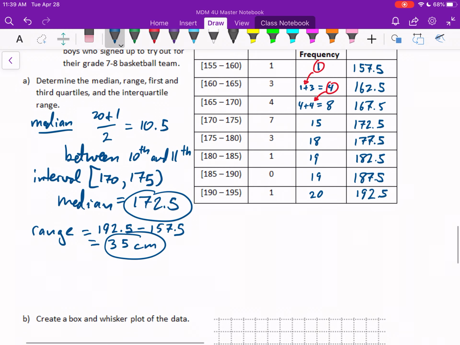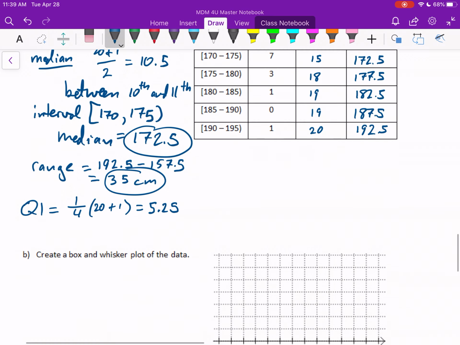We want to have the first quartile. So the first quartile, Q1, is equal to 1/4 of n plus 1, or n plus 1 over 4, as I did it before. Remember, n was 20. So let's just replace that n with a 20. So 21 divided by 4 equals 5.25.